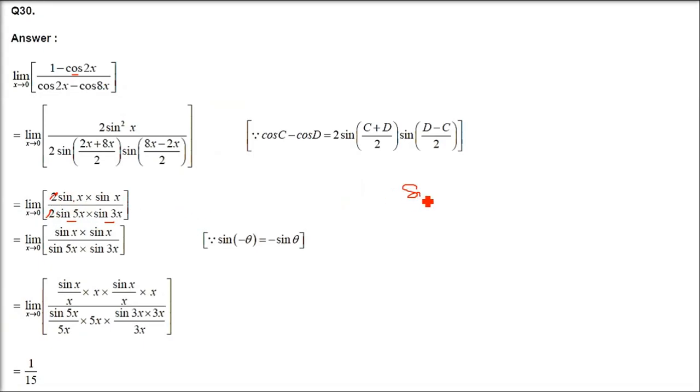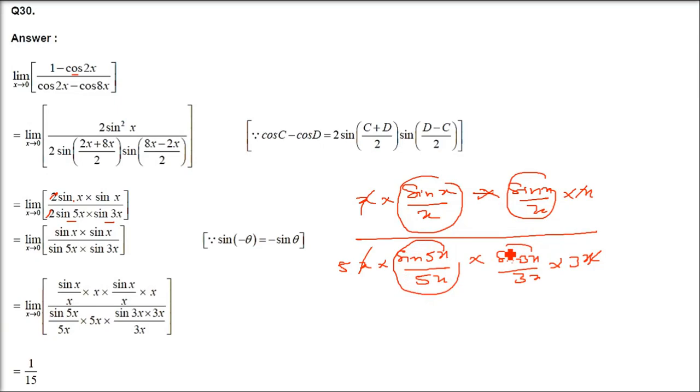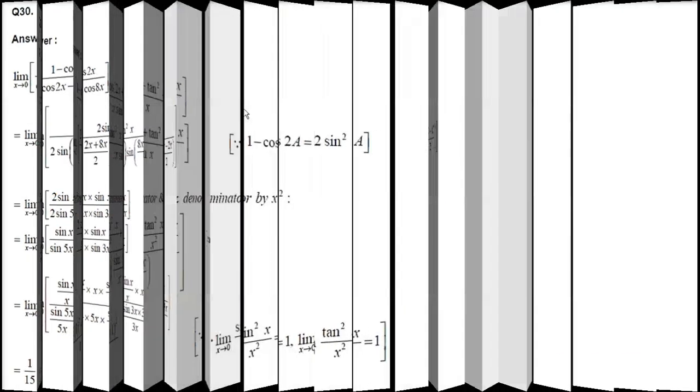So this 2 you can just cancel. Sine square x we have written as sine x, so it will be sine x by x multiplied by x. Again you have sine x, so sine x by x multiplied by x. Denominator you have sine 5x, so you can divide it by 5x and multiply it by 5x. Sine 3x also you can divide and multiply by 3x. The x's get cancelled, and sine theta by theta is 1. So you have 5 and 3 in the denominator, 1 by 5 into 3 is 15. 1 by 15 is going to be the answer of question number 30.